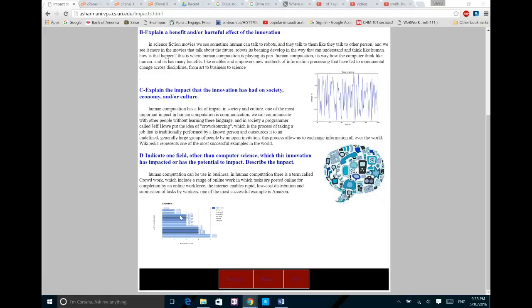In this graph, I collected a lot of data just to see how many people know about human computation. I asked 25 people a random question just to see how much they know about human computation. Only three know about it, and the rest either don't know or have just heard about it.